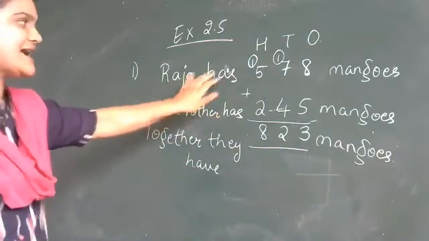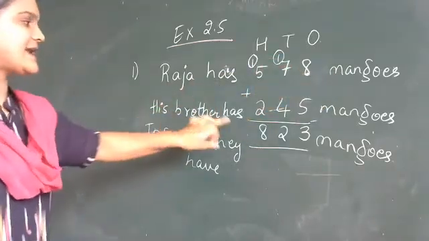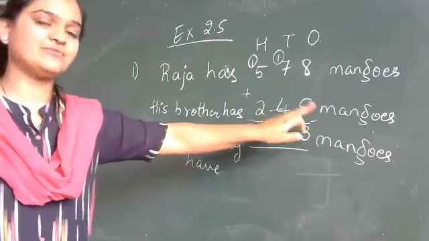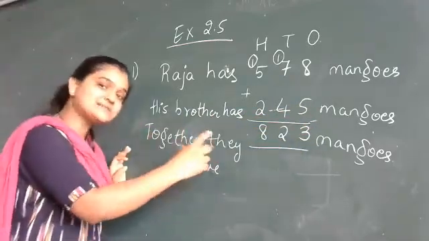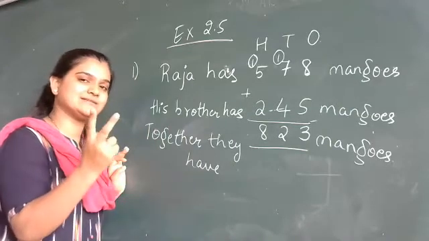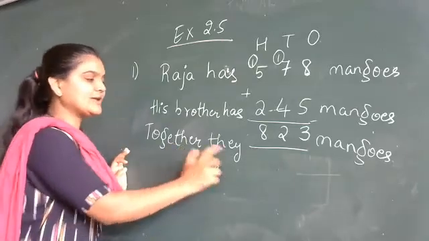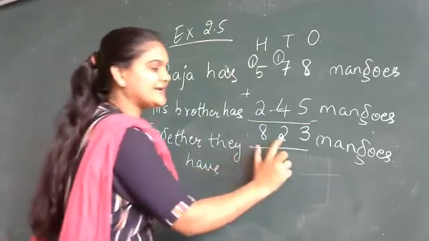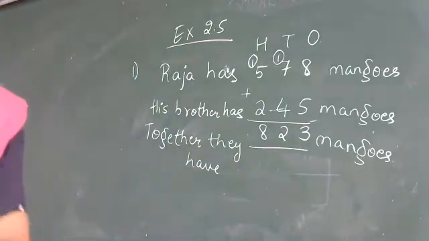You will have to first write Raja has 578 mangoes. His brother has 245 mangoes. Next, down, they are asked together how many mangoes do they have. Both brothers, they will have how many mangoes? For that, we have to do addition. Together, they have 823 mangoes. Okay. Next example.